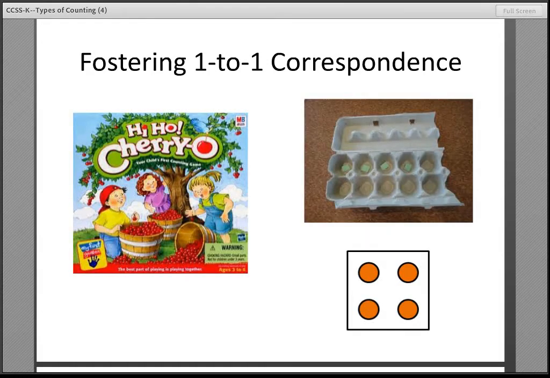When playing a game such as Hi-Ho Cherry-O, they can count out the number of cherries by placing 1 cherry on each dot of a dice card showing 4 dots, or they can place 1 cherry in a different chamber of an egg carton as they say the number word that goes with it. Playing any game that requires moving game pieces across a certain number of spaces can also be useful in fostering one-to-one correspondence.